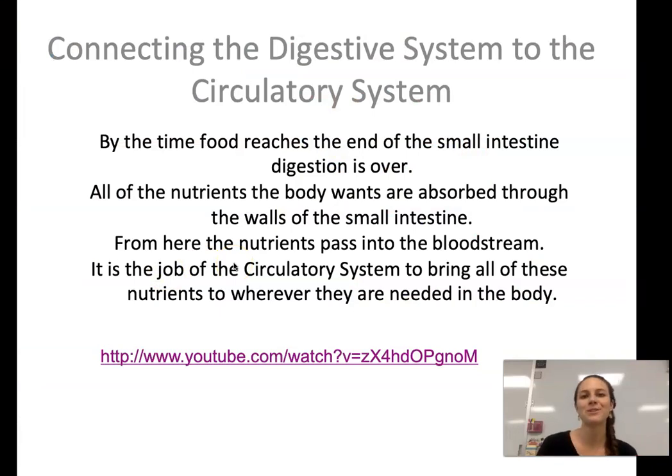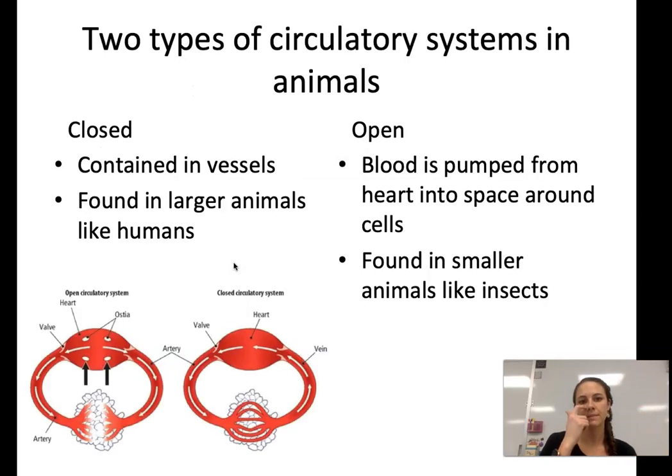So now we're into the circulatory system. Those nutrients got absorbed, they're in the circulatory system. So what exactly is the circulatory system? There are different types of circulatory systems. The two most common ones are closed circulatory systems, which is represented by this picture right here. This is the type of circulatory system we have.